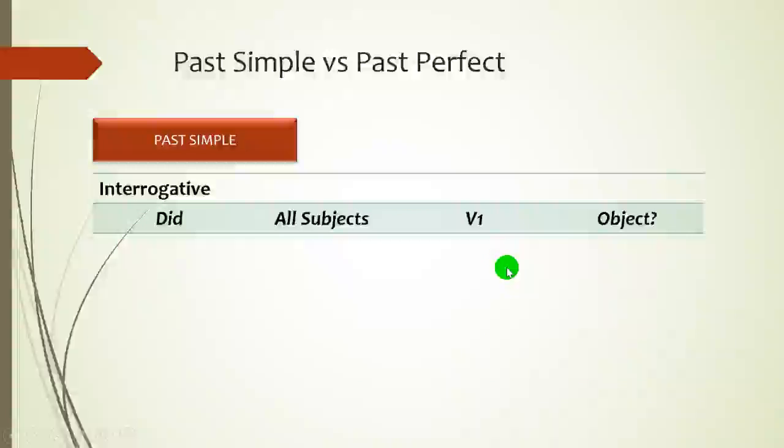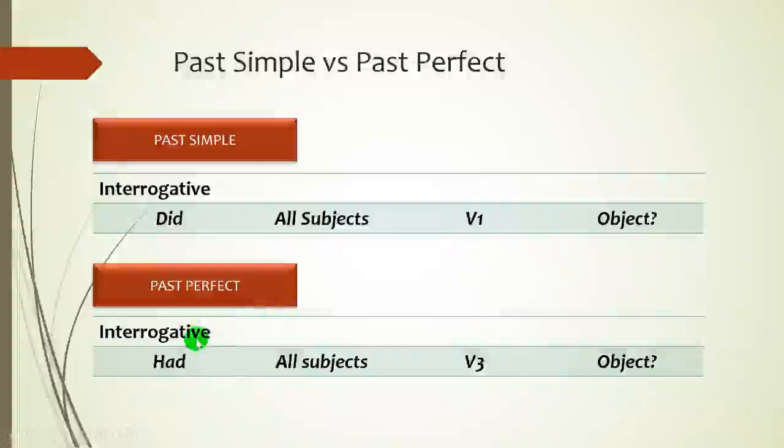For the interrogative in past simple, the auxiliary is put at the beginning of the sentence, followed by all subjects, and then followed by verb 1, and then the object. Meanwhile, for the past perfect interrogative, had is put at the beginning of the sentence, followed by all subjects, and then followed by verb 3, and then the object.